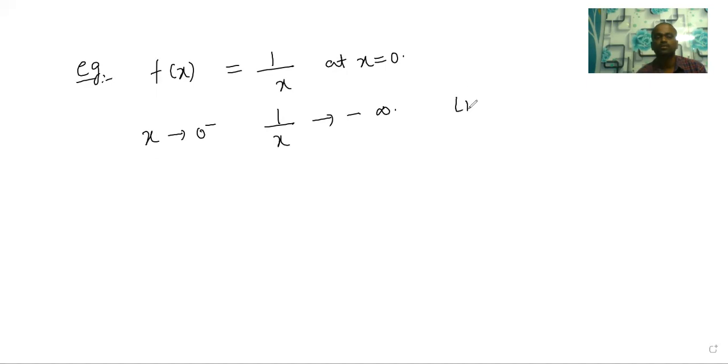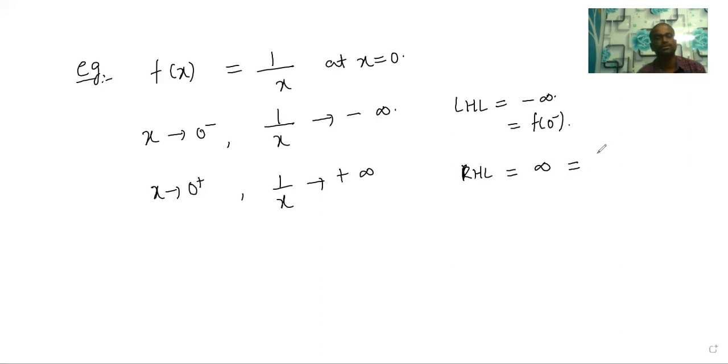So here what you will get? The left hand limit of the function at 0 is minus infinity. Then as x tends to 0 plus, 1 by x is tending to what? Plus infinity. When x approaches 0 from the right side, 1 by x will be increasing indefinitely, so it is tending to plus infinity. Thus the RHL of this function at 0 will be plus infinity.